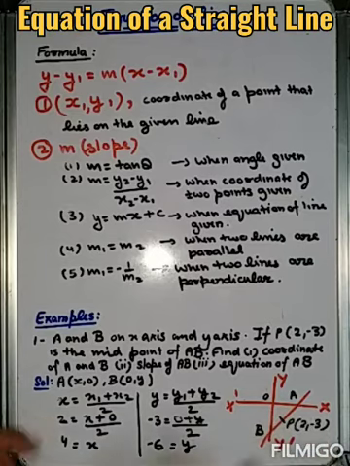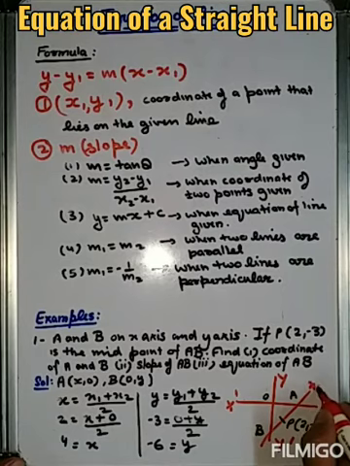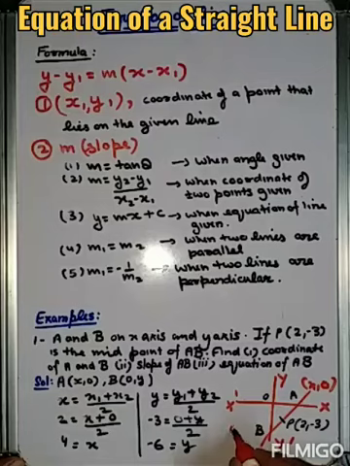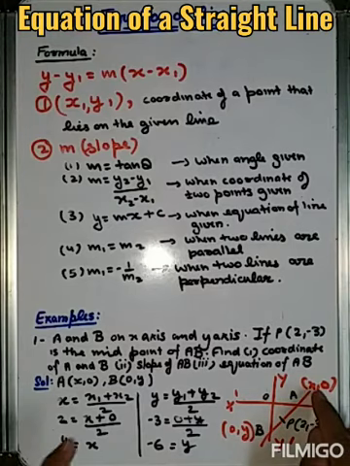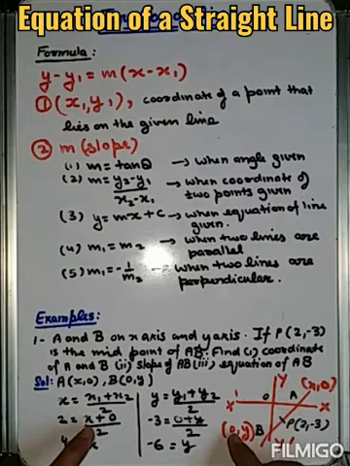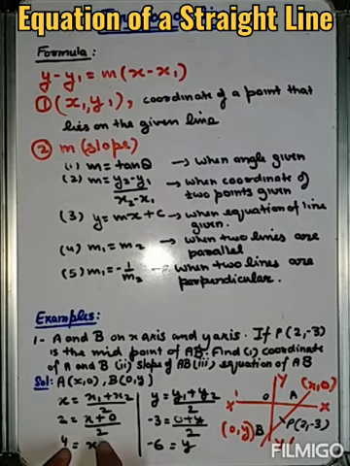A is x comma 0 and B is 0 comma y. So on applying the formula, x1 that is x plus x2 that is 0 upon 2. So x is equal to 4. We have got the coordinate of A, this will be 4 comma 0.